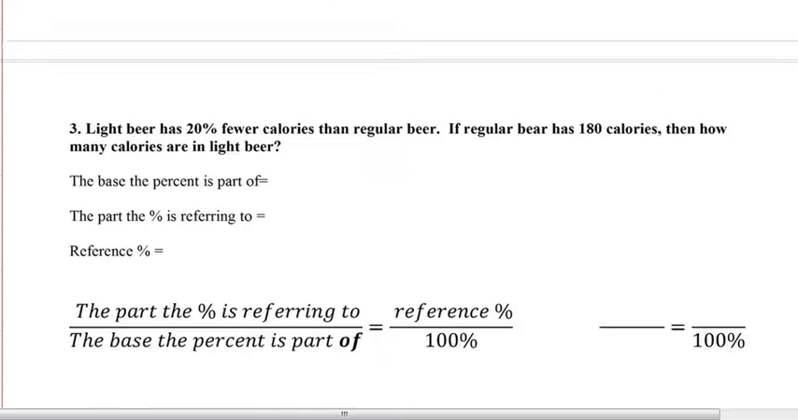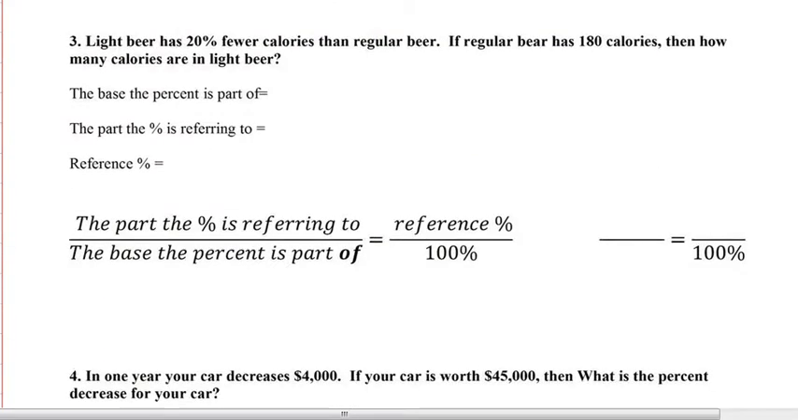All right, let's try another percent discount. This is a little bit different. It's not a money situation. Light beer has 20% fewer calories than regular beer. If regular beer has 180 calories, then how many calories are in light beer? Okay, so the regular beer is our base, because it's 20% fewer calories than regular beer. So you notice we're using the word fewer, which means after we get this number, we're going to subtract it. This is a percent decrease.